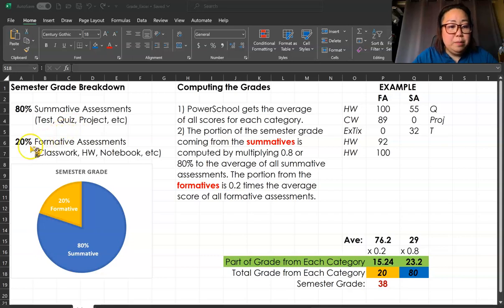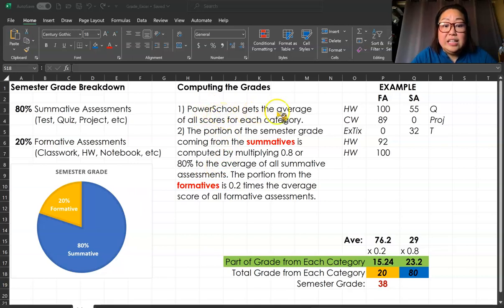On the other hand, 20% of the grade is coming from formative assessments. They are called formatives because they measure the progress that the students are making. These could be the classwork, the homework, daily check-ins, notebooks, and those things. Visually, this is the representation of the whole semester grade. This yellow part here is coming from the formative assessments, and the big chunk here is coming from the summatives.